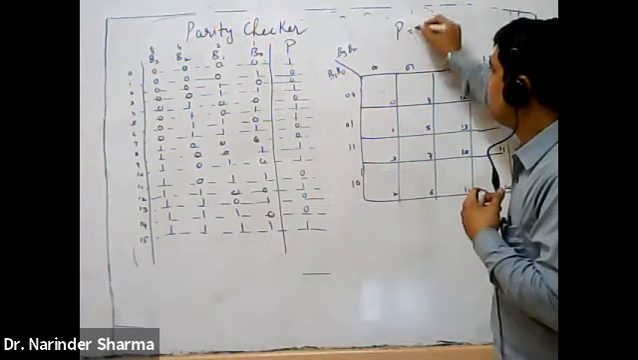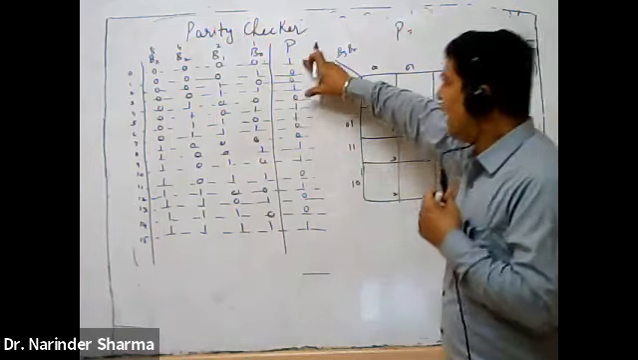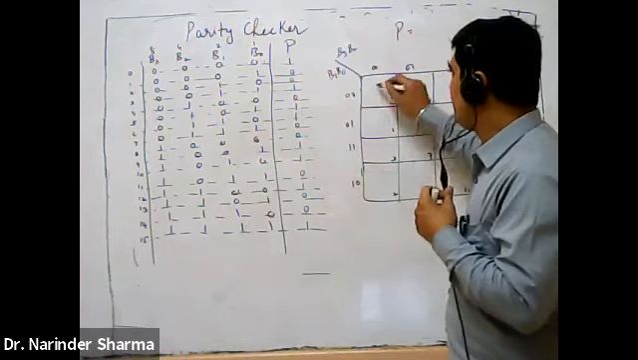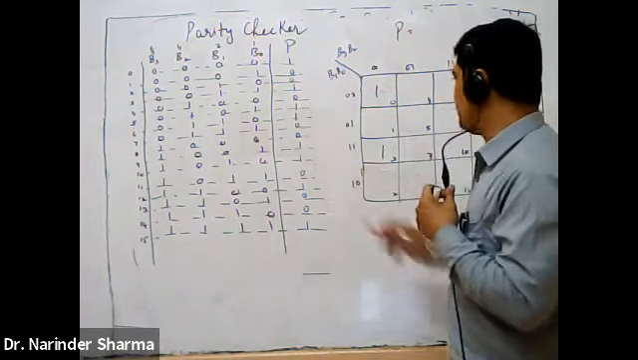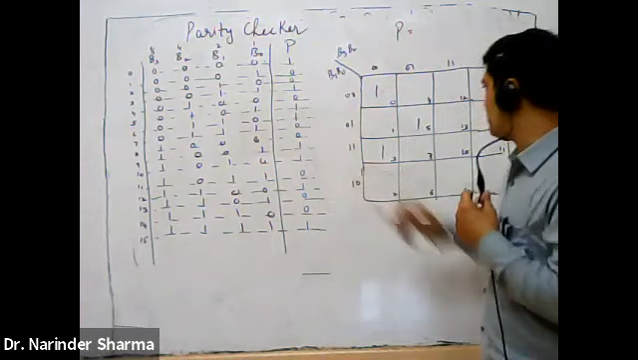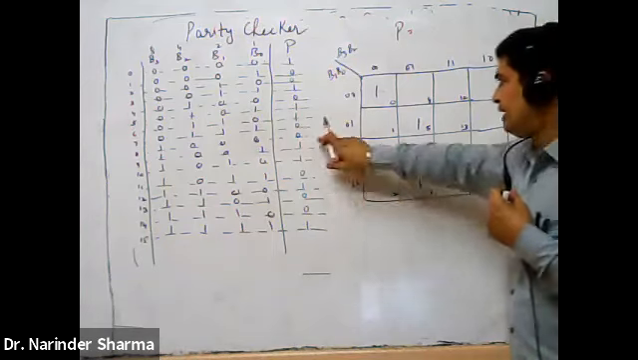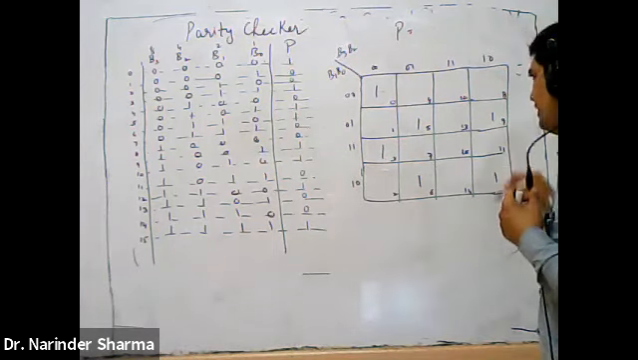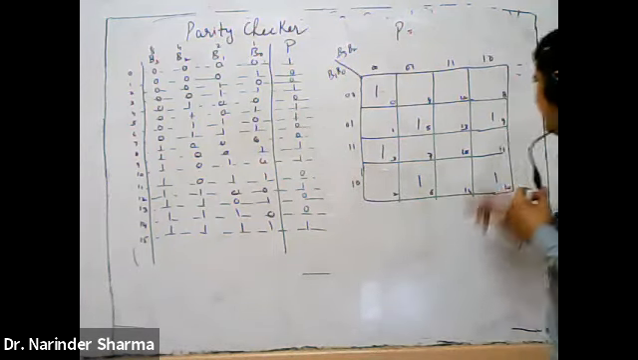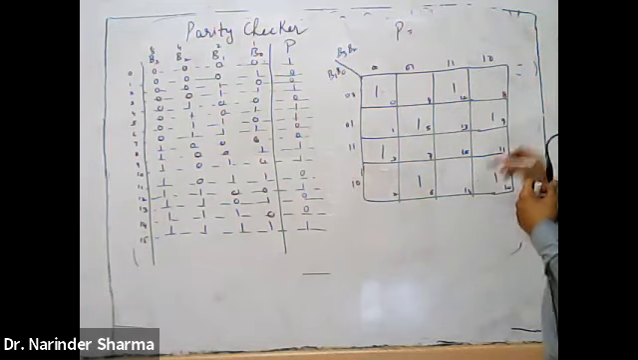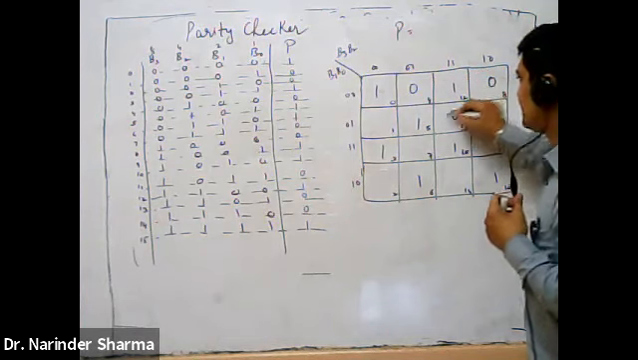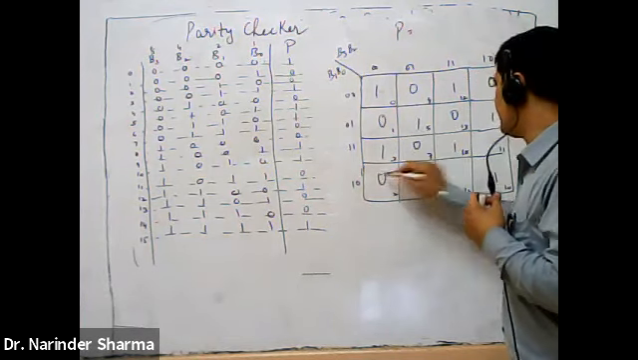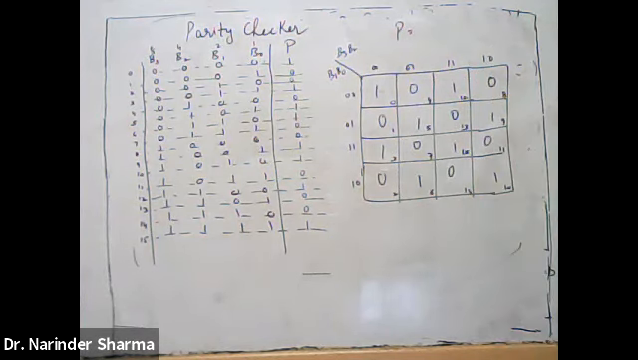For P, at the 0th position there is a 1, at the 3rd position there is a 1, at the 5th position there is a 1, at the 6th position there is a 1, at the 9th and 10th positions there is a 1, at the 12th position there is a 1, and at the 15th position there is a 1. In the rest you have to insert zeros. This would be your K-map.